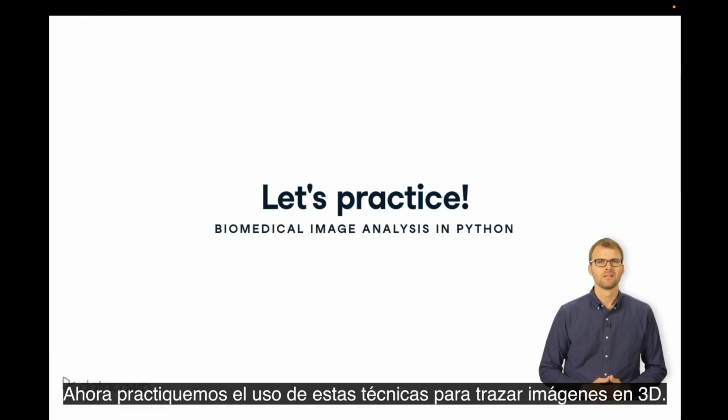Now, let's practice using these techniques to plot 3D images.